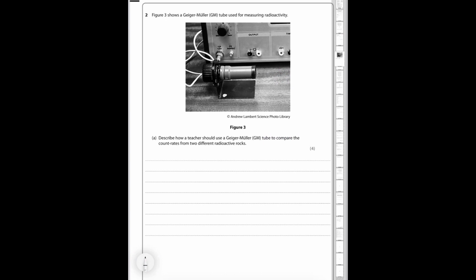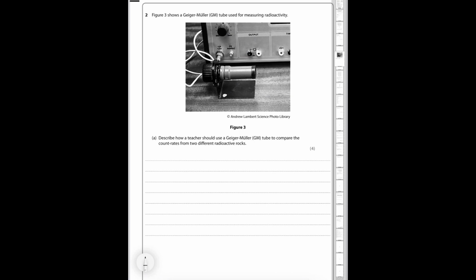In this question, figure 3 shows a Geiger-Müller tube, which is used for measuring radioactivity. And the question is, describe how a teacher could use the Geiger-Müller tube to compare the count rates of two different radioactive rocks. So first of all, the teacher would take a background count rate so that we know what the background radiation is, and that would be subtracted from our end results.